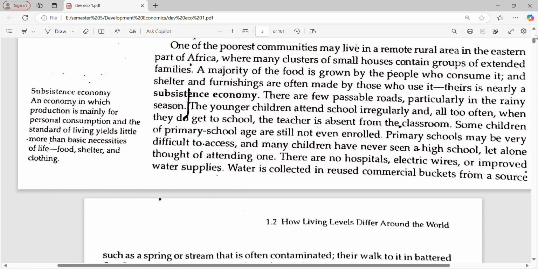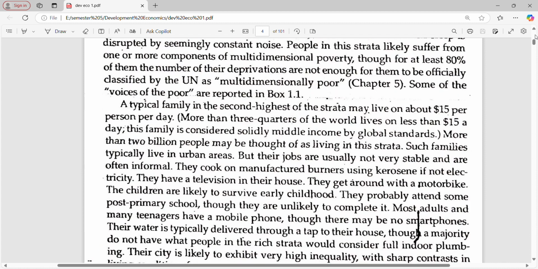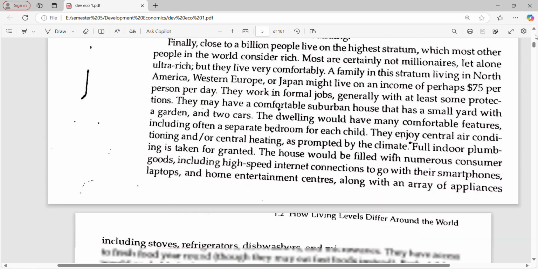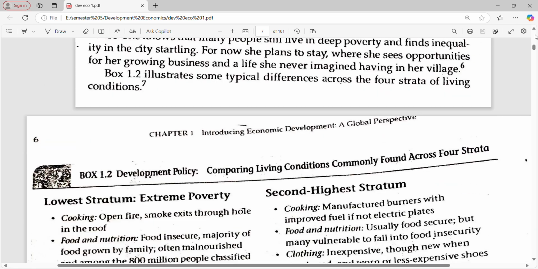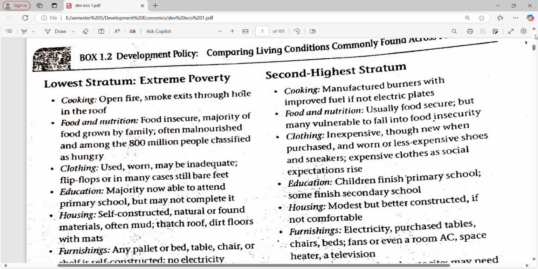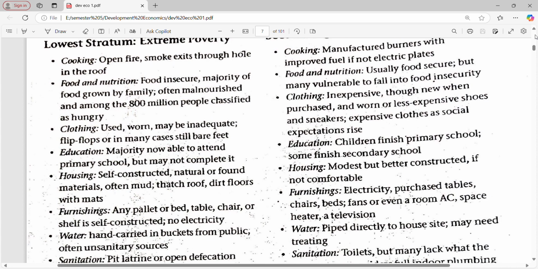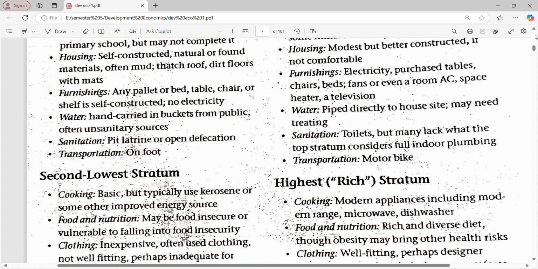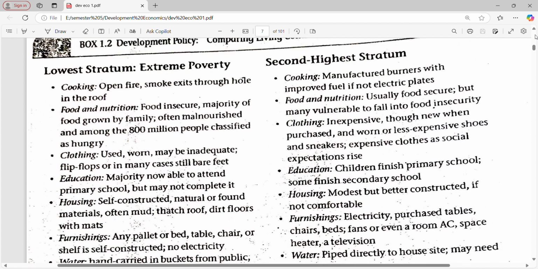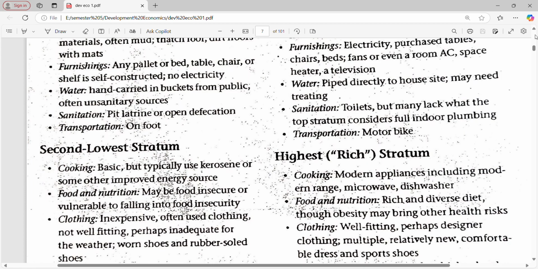Let me show you that these 3-4 pages are just the definitions of these 4 strata, which we can ignore because you can write them in a generic way. Okay, so these are the 4 strata. Living standards strata are stylized sets of material living conditions. The 4 strata scheme was created by Hans Rosling. Lowest stratum, then second lowest stratum, then second highest stratum, then highest stratum, that is rich.